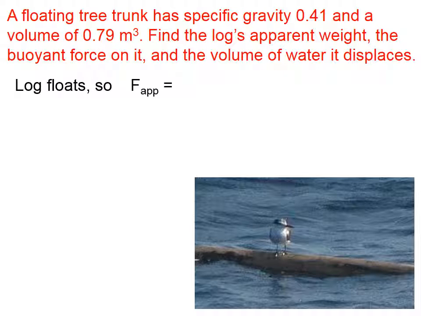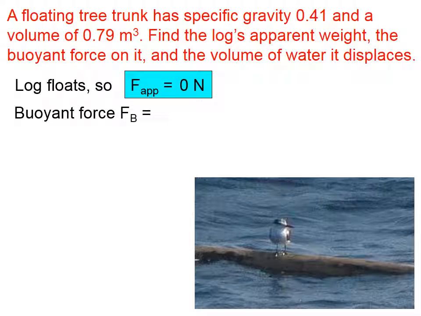Well, the log floats, so that means that the apparent weight of the object is 0 newtons, because the buoyant force and the weight of the log are numerically equal. The buoyant force then is simply equal to the weight of the log. Well, how would we find that? We'd take the mass of the log times 9.81, the acceleration due to gravity.